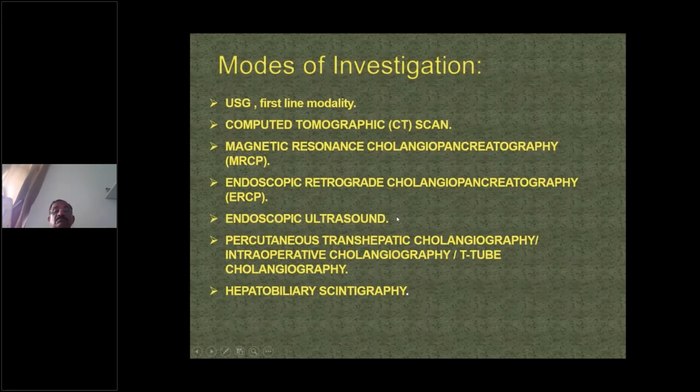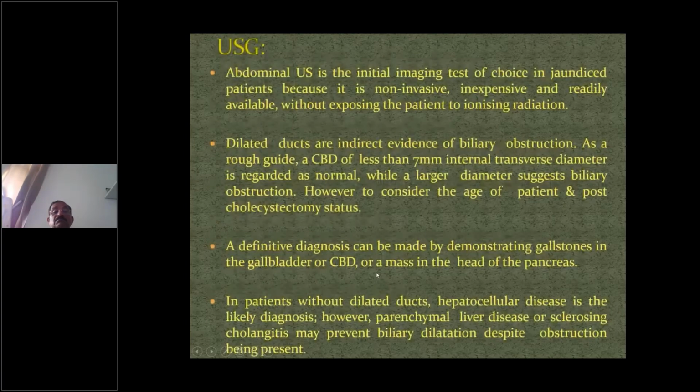So, which are the various modes of investigation available? The ultrasound, of course, is the first line modality. The other modalities available are CT scan, MRCP, ERCP, endoscopic ultrasound, direct cholangiographies, which we are not going to talk about, and hepatobiliary scintigraphy. So ultrasound is the initial imaging modality of choice because, as everyone knows, it is non-invasive, inexpensive, and readily available, and there is no ionizing radiation. And we are looking at the indirect evidence of obstruction by looking at the dilatation.